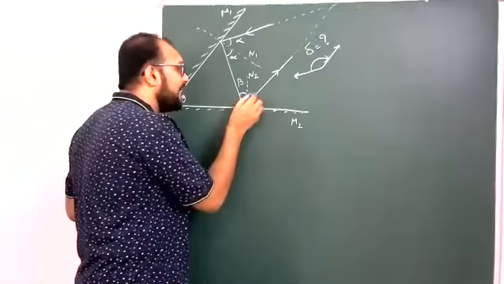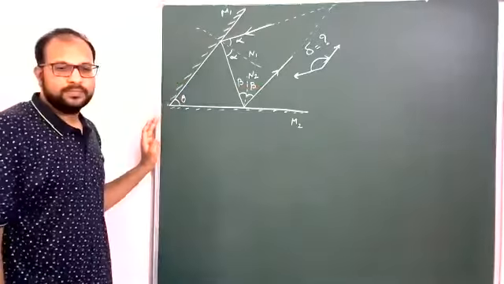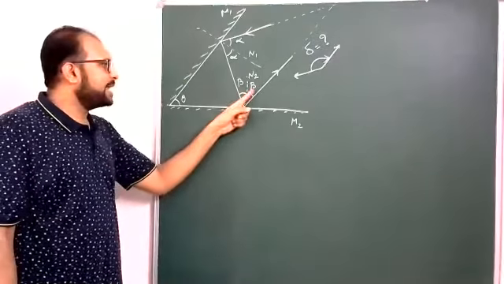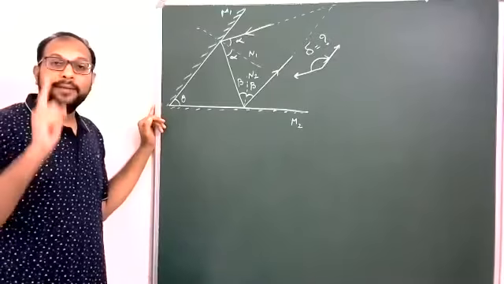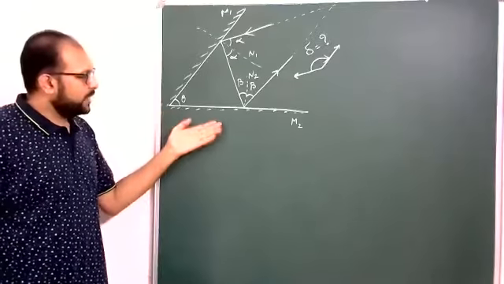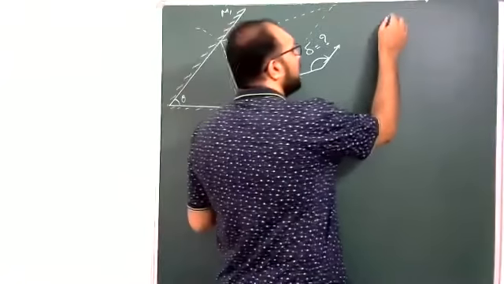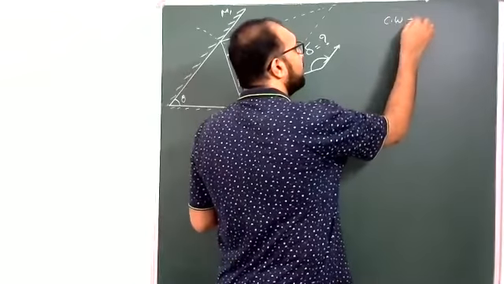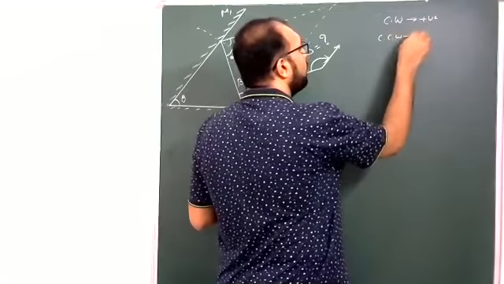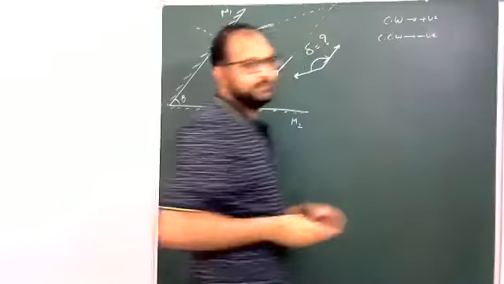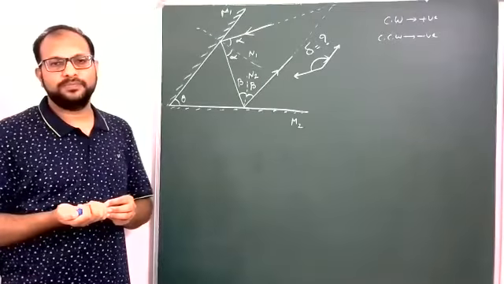Even this angle also beta. This angle beta, this angle also beta. Now one by one. Yes, students, here in this problem I am considering clockwise positive, counterclockwise negative. You can take the opposite also, no issue.